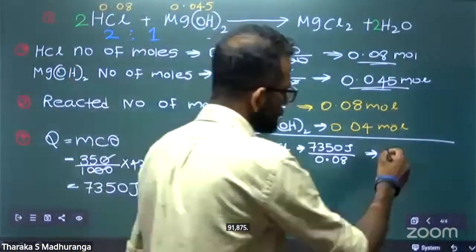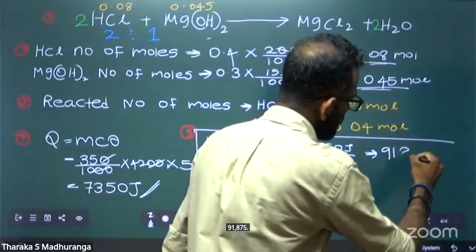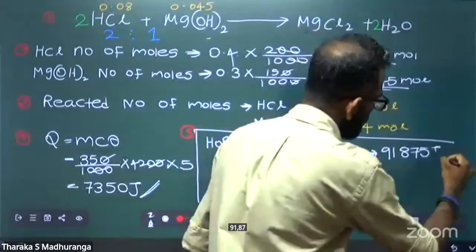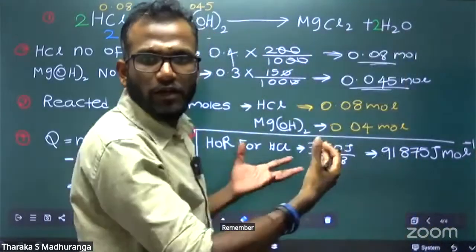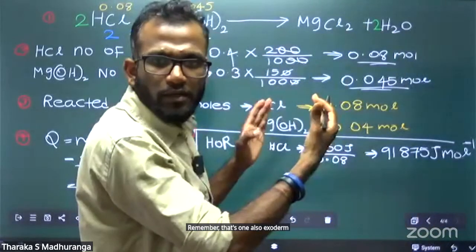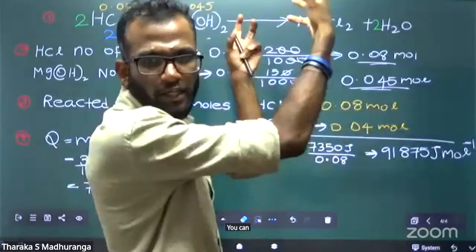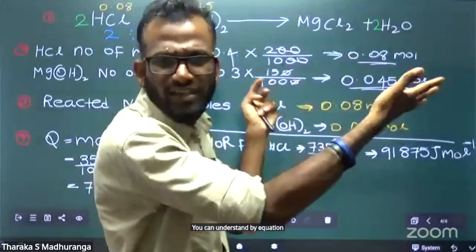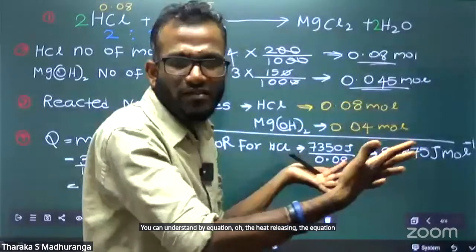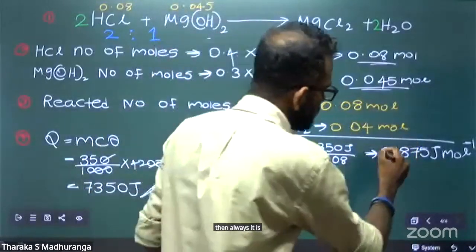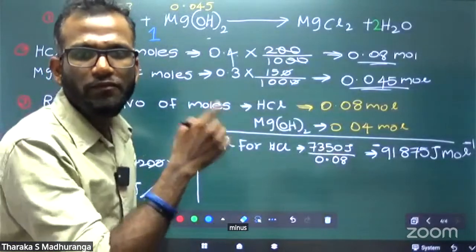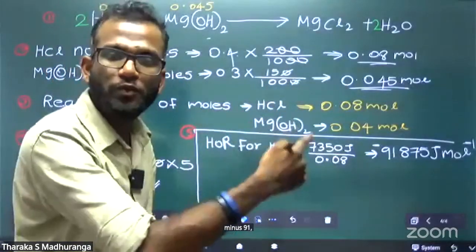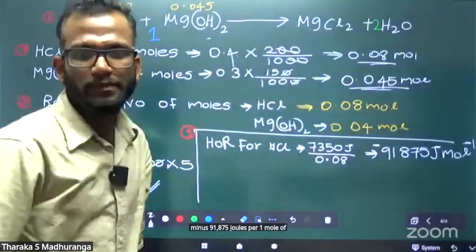91,875 J mol^-1. Remember that it is also exothermic or endothermic. You can understand by the equation: the question says heat is released, so it is always exothermic, right? Then it is minus 91,875 joules per 1 mole of HCl.